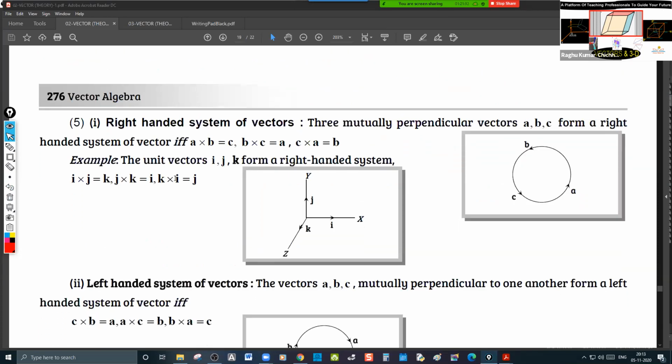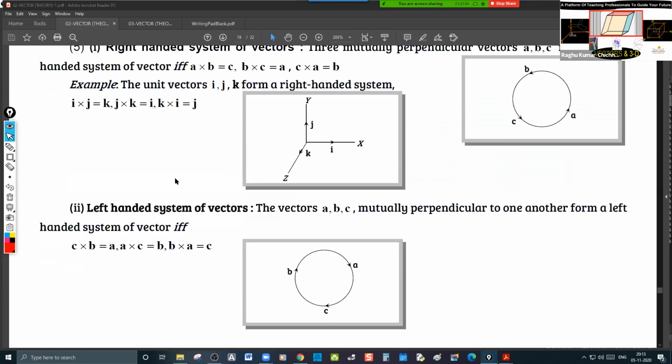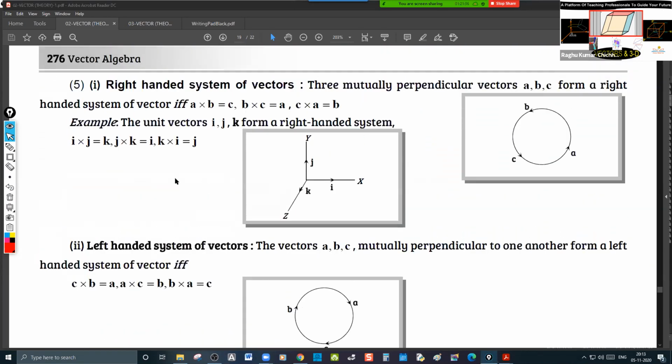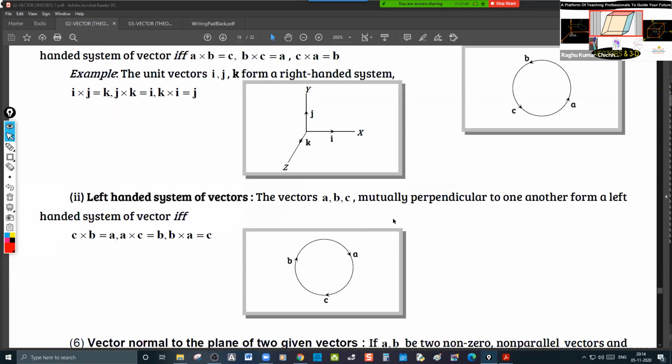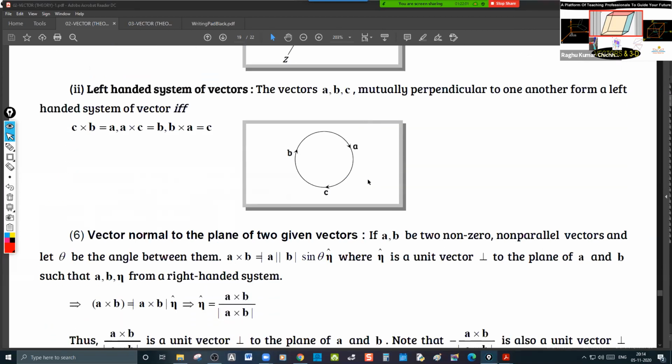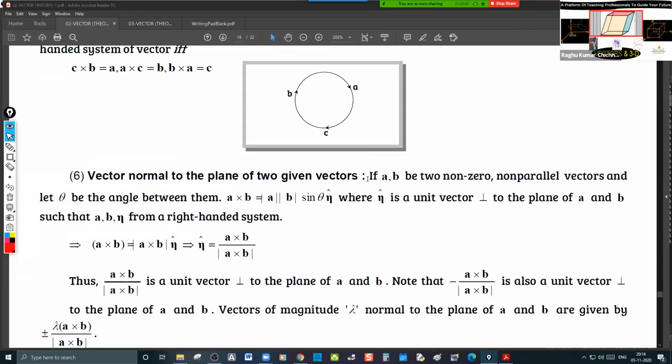Right-handed system of vectors, left-handed system of vectors. I explained it already. Just say this: right-handed system means it is given in the anti-clockwise direction, and left-handed system means it is given in the clockwise direction. Even in two-dimensional geometry, clockwise is taken negative and anti-clockwise is taken positive. This is what I explained in the beginning.